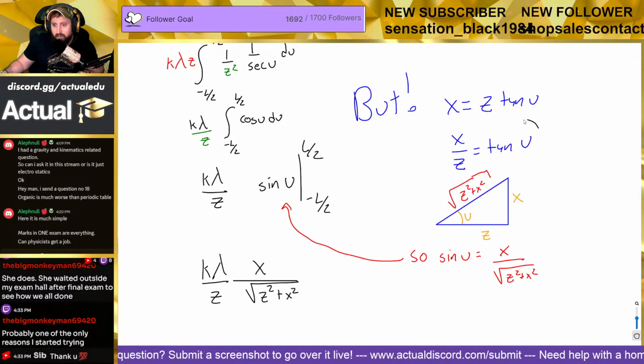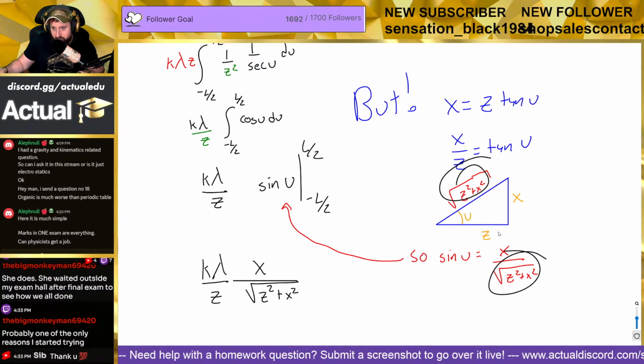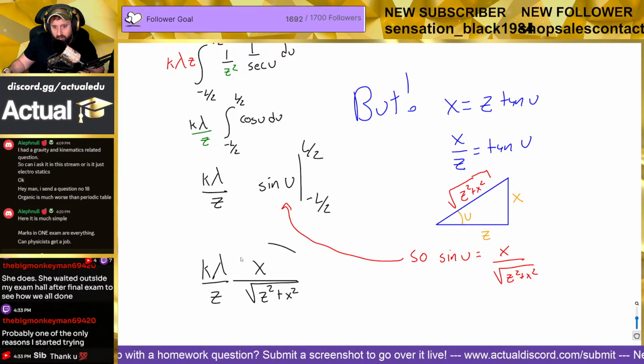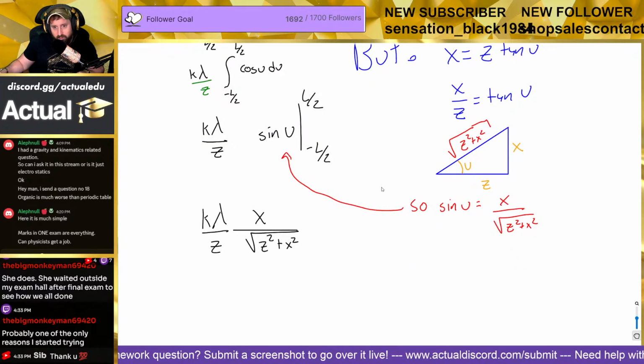You can make a triangle. Tangent of u is opposite over adjacent, so x over z. And then by the Pythagorean theorem, you can figure out the hypotenuse of this new triangle. So the sine of this angle u is the opposite over the hypotenuse, which is this. And then we're doing this from negative L over 2 to L over 2.